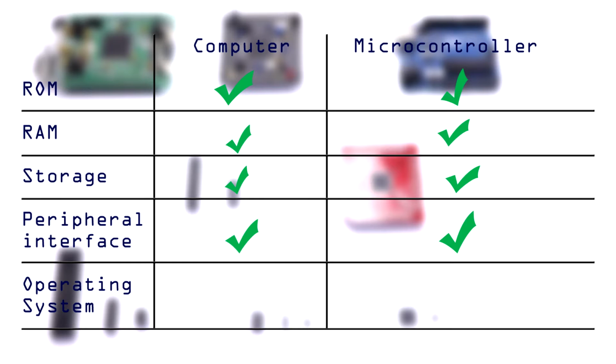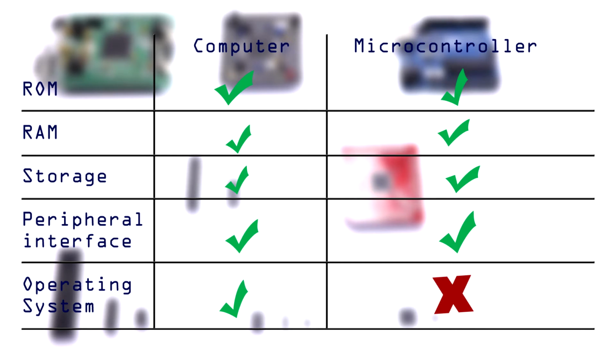When it comes to the operating system, this is where similarities end. Computers run multiple tasks at the same time, and therefore an operating system is required to manage and allocate computer resources. On the other hand, microcontrollers usually run a single program which has direct access to the hardware, and so an operating system is not necessary.